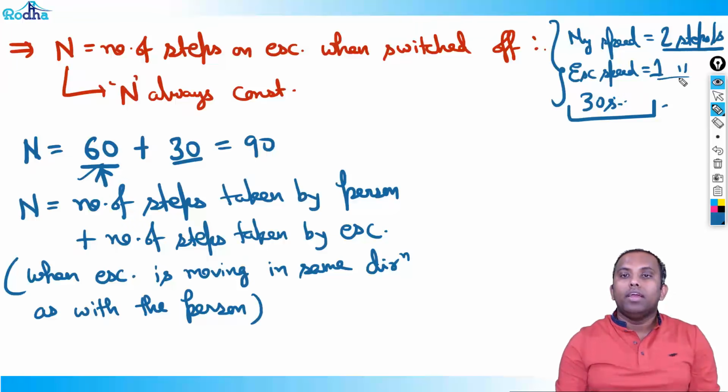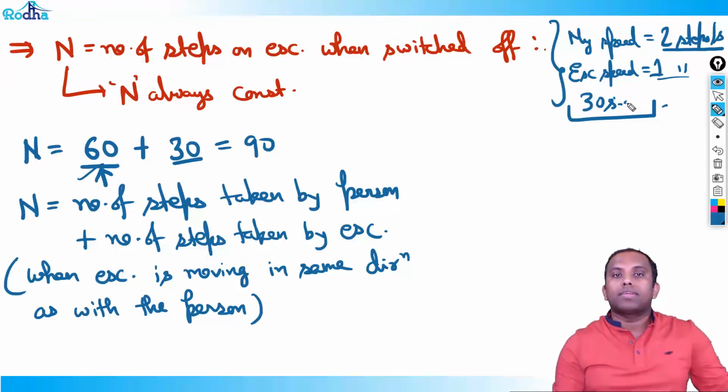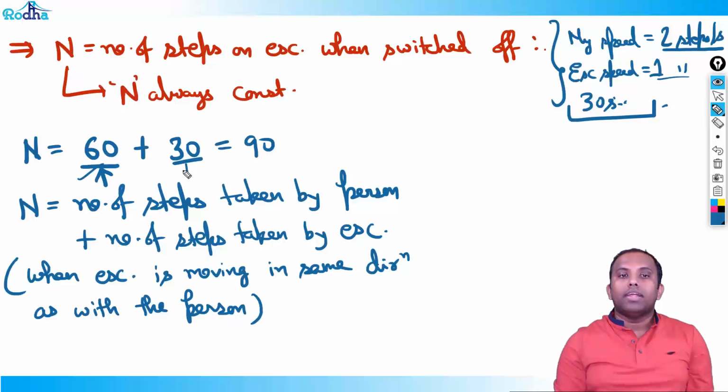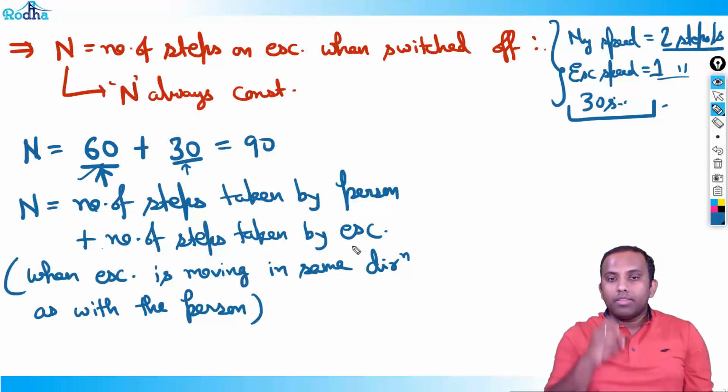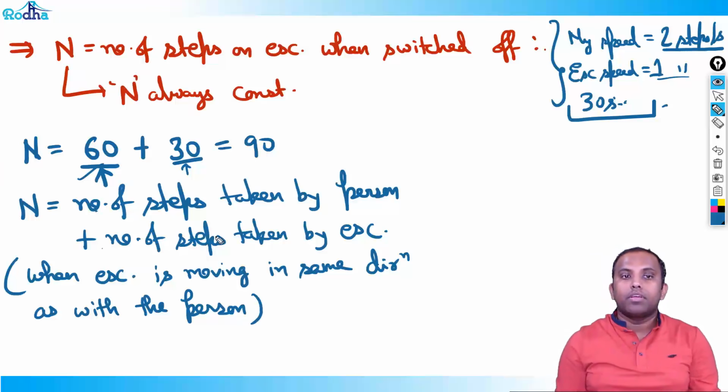1 step per second. In 30 seconds, the escalator will take how many steps? 30 steps. So 60 plus 30, 90. So the number of steps taken by the person plus the number of steps taken by the escalator. Okay. This is when the escalator is moving in the same direction as the person, right?